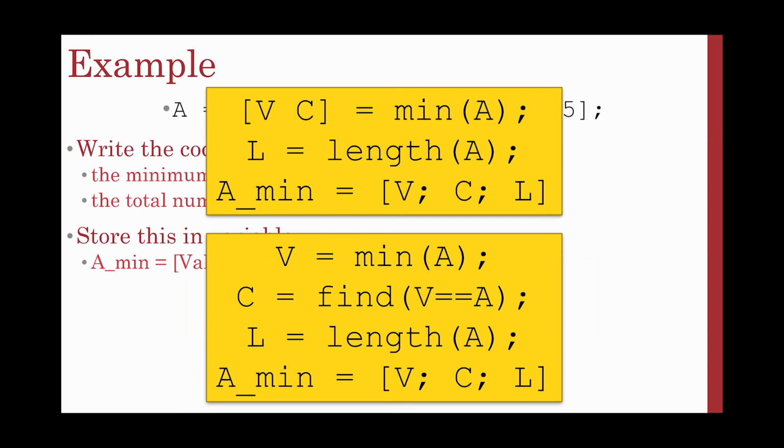Alternatively, I could have defined two variables at once using a vector [v c] equal to the min of A, which will automatically find the minimum and location. And then I define the length of A, and again, then I define a min.